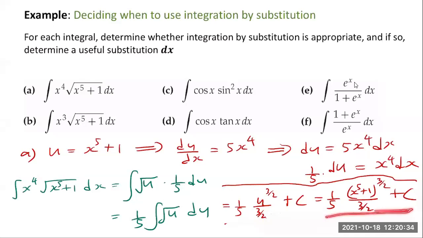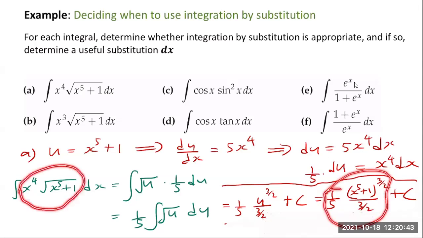And of course, you can verify that this answer is correct by differentiating this part and showing that that's an antiderivative of this original function. You can see that if you differentiate this function, you will get this function. All right, let's move on to the next part. Next part is part B.